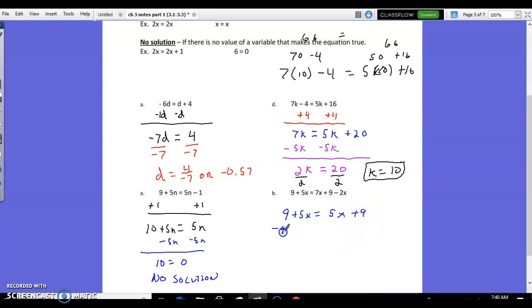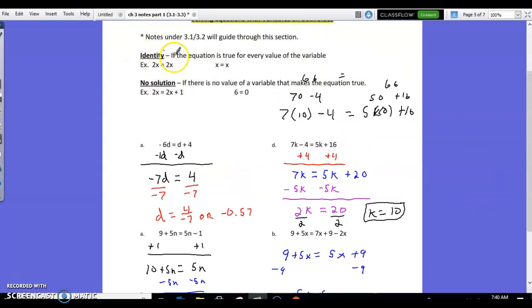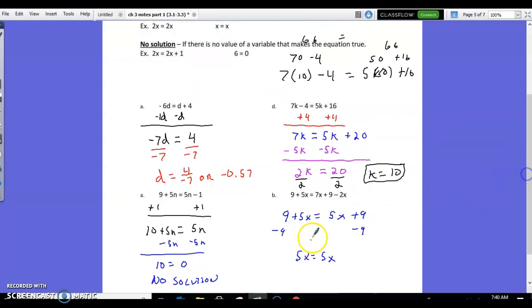Let's say I subtract 9 from both sides. So that would give me 5x equals 5x. Again, here you can see that as well, where it's the same on both sides. So if it comes down to that, it's an identity or all real numbers. So an infinite amount of solutions, however you want to say it.